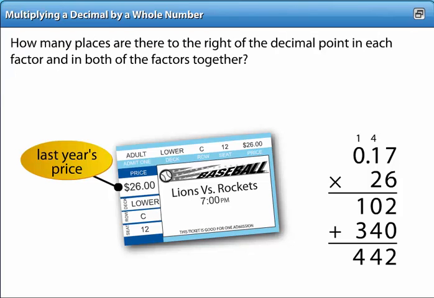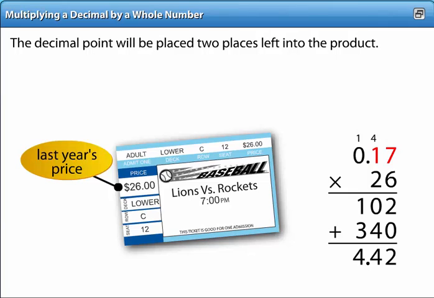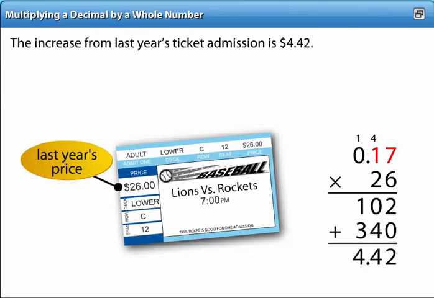How many places are there to the right of the decimal point in each factor and in both of the factors together? One factor contains 2 decimal places, and the other factor contains none. Together, there is a total of 2 decimal places. So where will the decimal point go in the product? The decimal point will be placed 2 places left into the product. The increase from last year's ticket admission is $4.42.